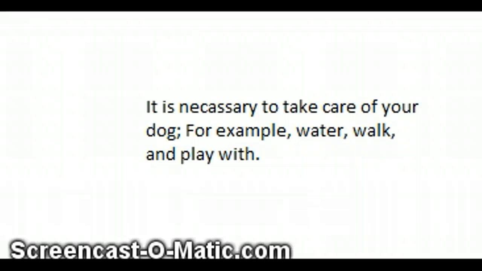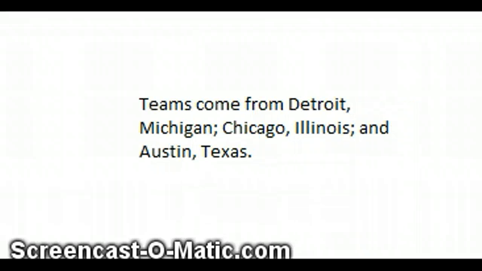Rule 4. Use a semicolon to separate units of a series when one or more of the units contain commas. So, in the sentence, teams come from Detroit, Michigan; Chicago, Illinois; and Austin, Texas. To separate the city and the state, you would use a comma, and there are multiple commas being used, so you would separate each of the locations with a semicolon.